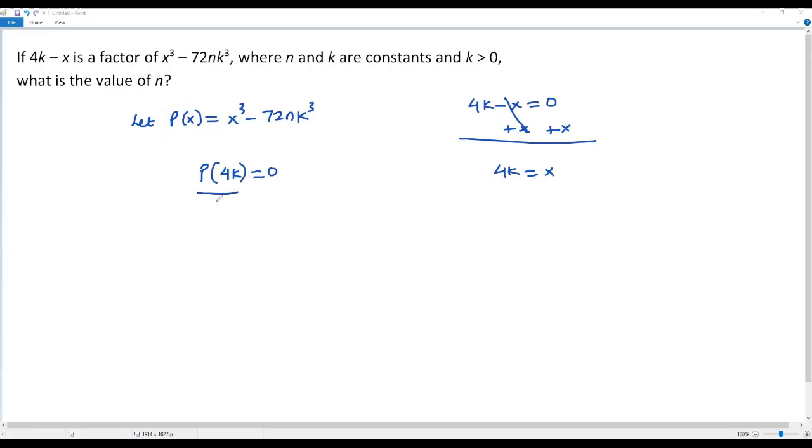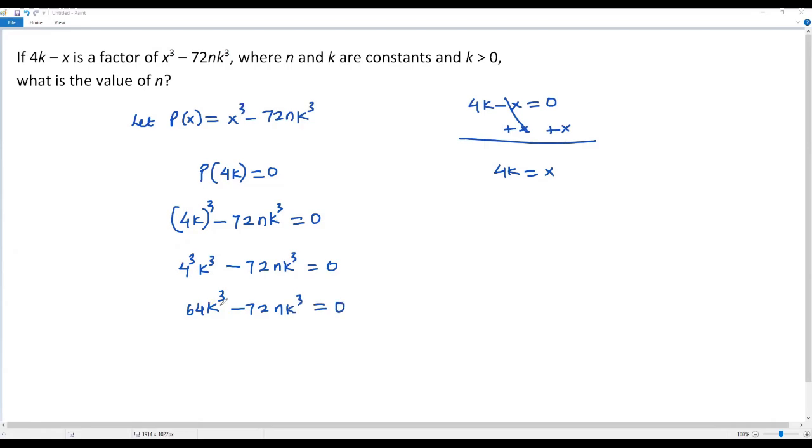Okay, now to get p(4k), we have to plug in this 4k for x over here, and then plug in the same 4k for x on the right side. Then I'm getting (4k)³ − 72 times n times k³ = 0. Here two values are multiplied and there is a common exponent 3, so we can take this exponent 3 separately for each value and multiply the results. Then I'm getting 4³ times k³ − 72nk³ = 0. The value of 4³ is 64. That is 64k³ − 72nk³ = 0.